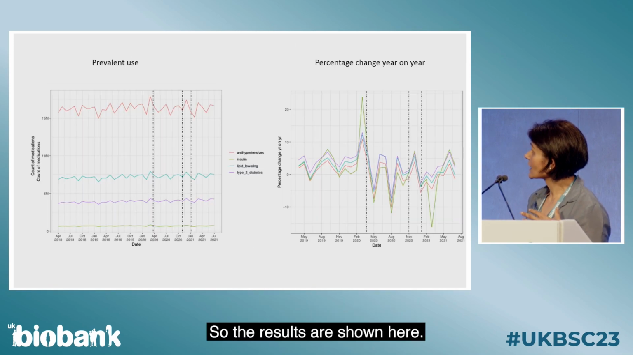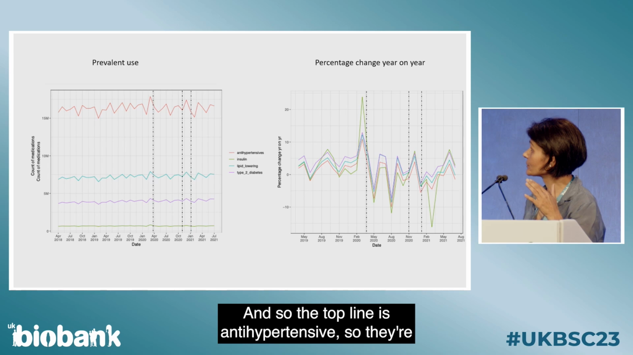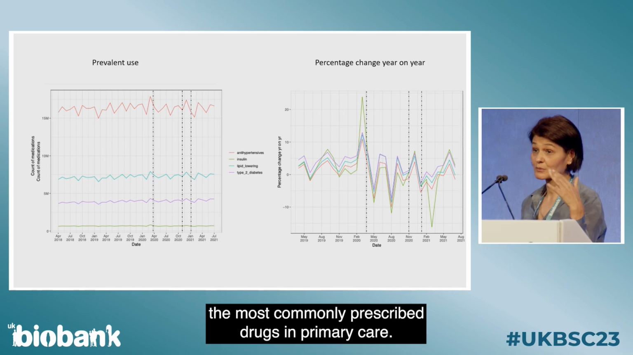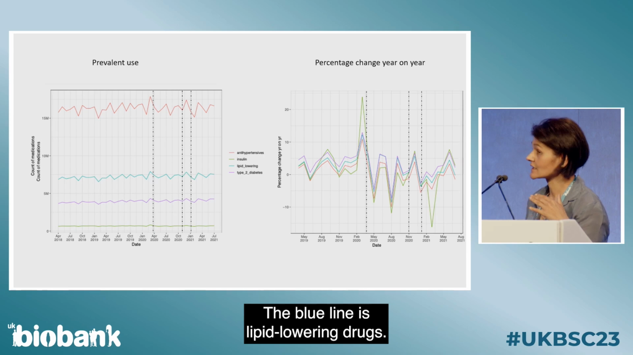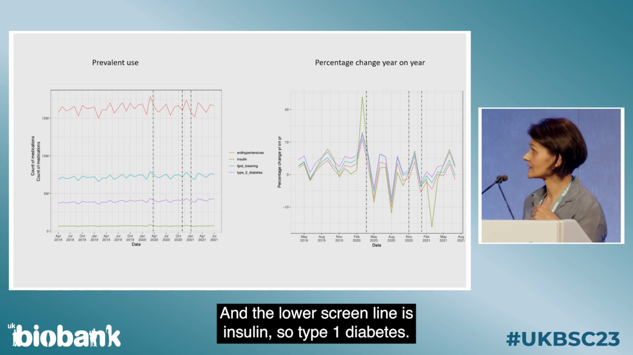So the results are shown here. On the right-hand side, we've got the prevalent use. The top line is antihypertensive, the most commonly prescribed drugs in primary care. The blue line is lipid-lowering drugs. The purple line is drugs used for type 2 diabetes. And the lowest green line is insulin, so type 1 diabetes.